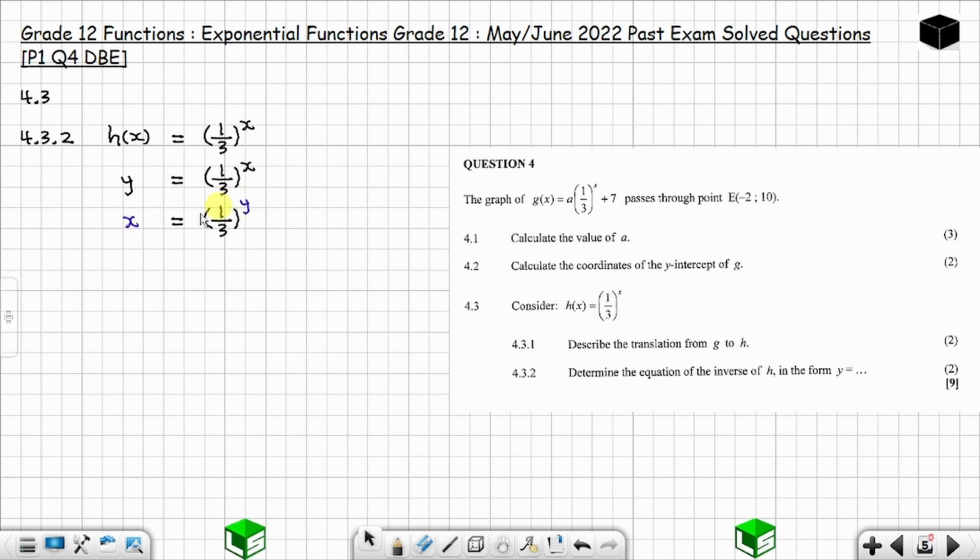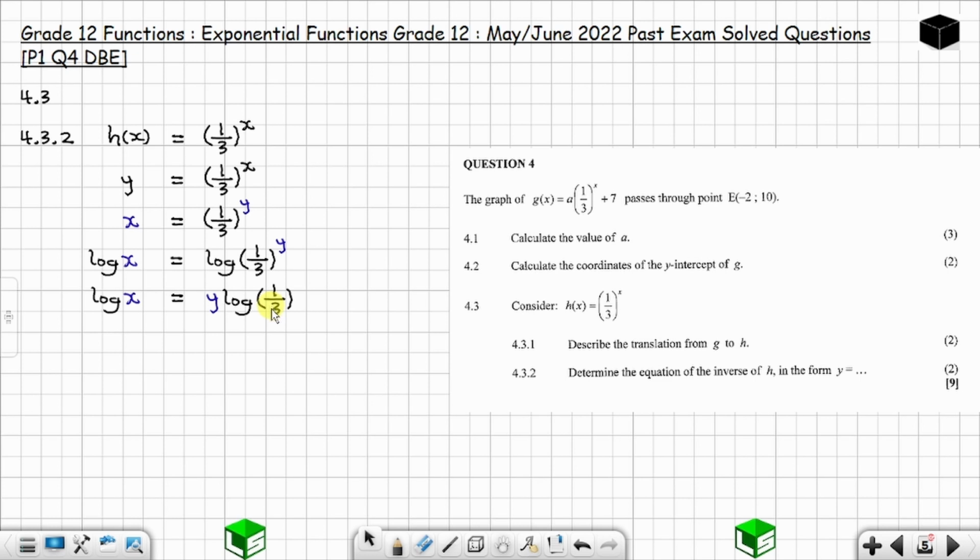Okay, and so now remember, you are dealing with an exponential equation. To make y the subject of the formula, what you need to do is to introduce log on both sides, because you are dealing with exponential equations. So it will be log of x is equal to log of this. Okay, so you introduce log on both sides. So this is log of x is equal to, you drop your exponent down and then you multiply it by log of 1 over 3. So it's y, you drop that exponent, you multiply it by log of 1 over 3.